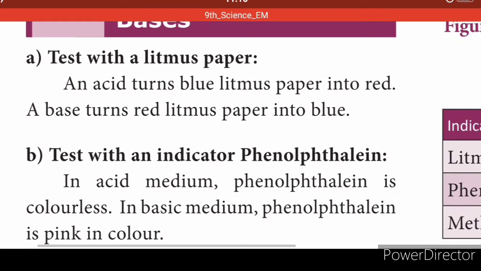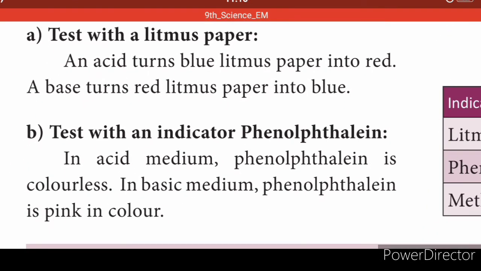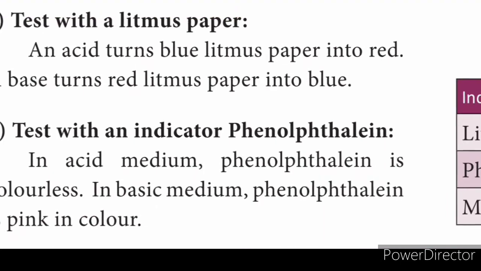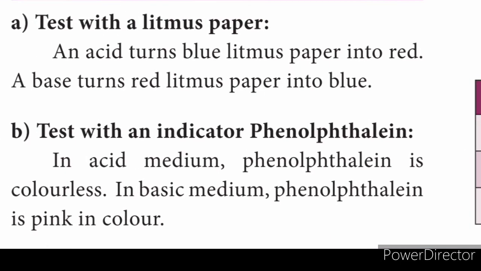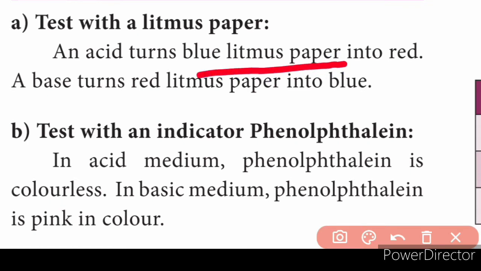So first, the test with litmus papers. In the laboratory we have litmus paper. Whenever we have to do a test for acid and base, we use this litmus paper. An acid turns blue litmus paper into red. This color indication is very important, children. Please keep it in mind.